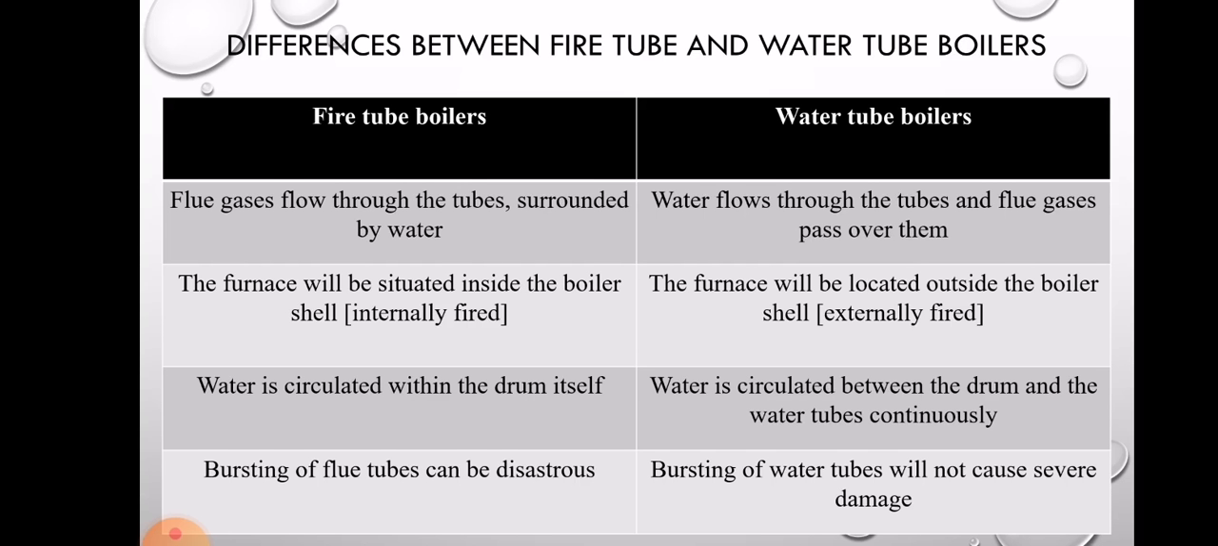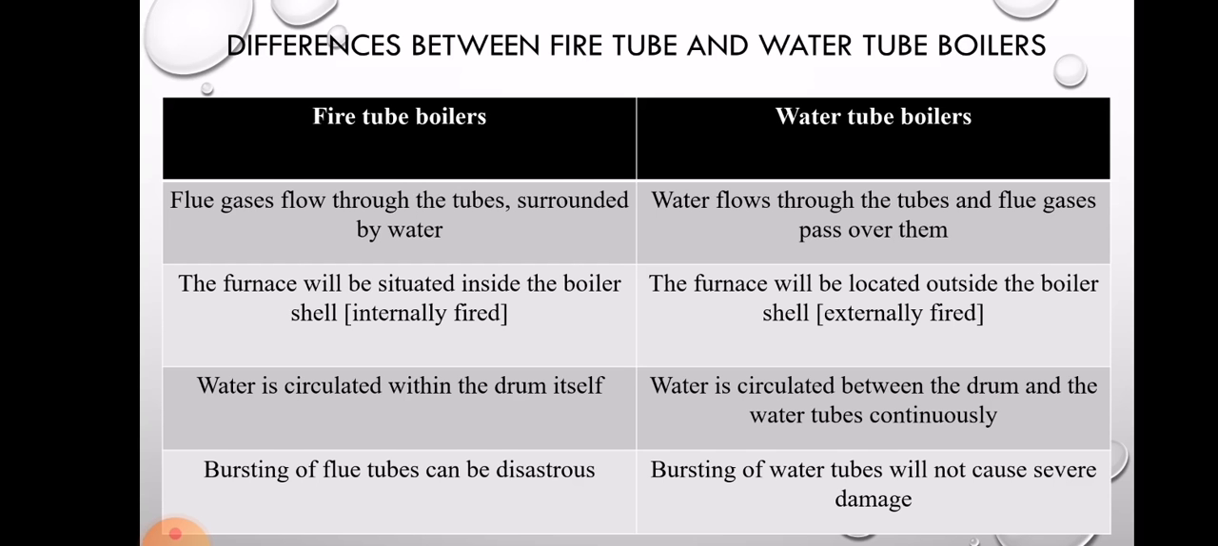Now we will see what are the differences between fire tube and water tube boilers in a nutshell. In fire tube boilers, the flue gases, which are nothing but the hot gases, the products of combustion, they flow through the tubes surrounded by water, while in water tube boilers, water flows through the tubes and the flue gases pass over them.